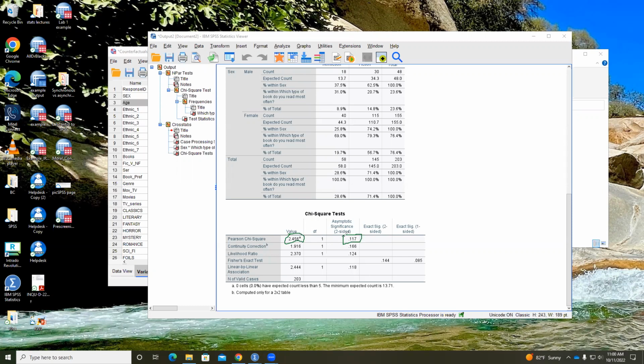So we would fail to reject the null hypothesis and conclude that sex and reading fiction versus nonfiction are independent, or in other words, that there is no evidence that males are more likely to prefer nonfiction than females.